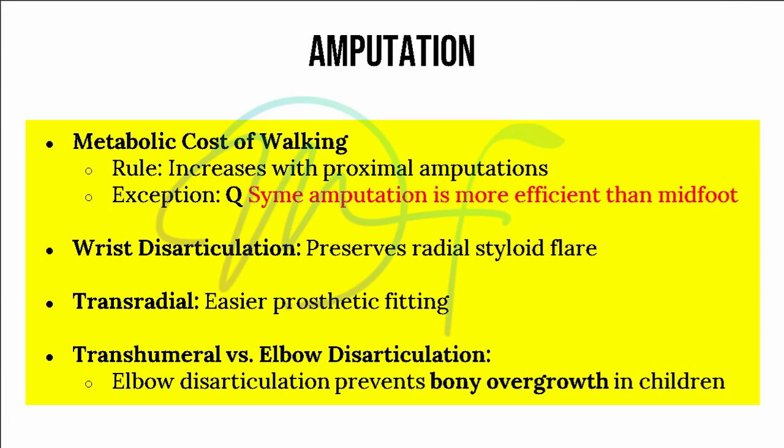The metabolic cost of walking increases with proximal amputations, but Syme amputation is an exception, being more energy efficient than midfoot amputations. Wrist disarticulation preserves the radial styloid flare. Transradial amputations allow easier prosthetic fitting, and elbow disarticulation prevents bony overgrowth in children, making it a preferred option over transhumeral amputations in pediatric cases.